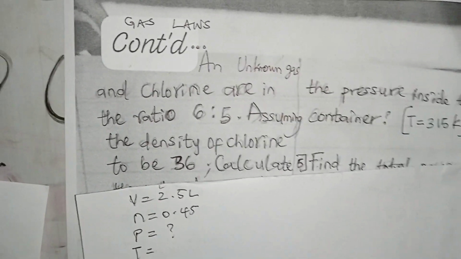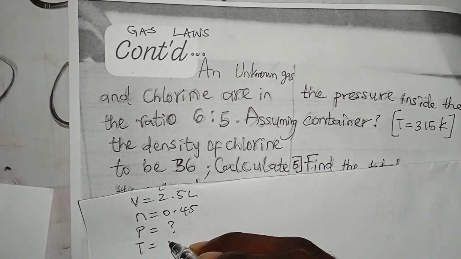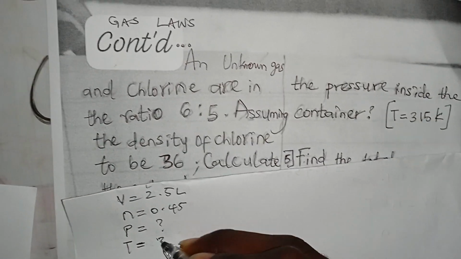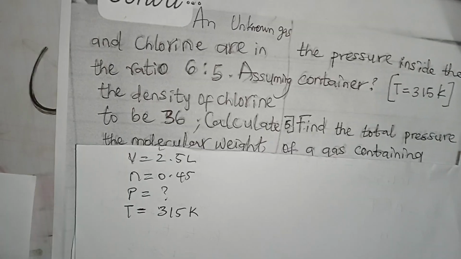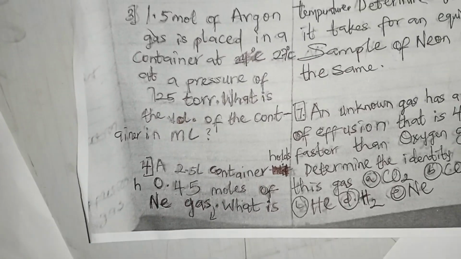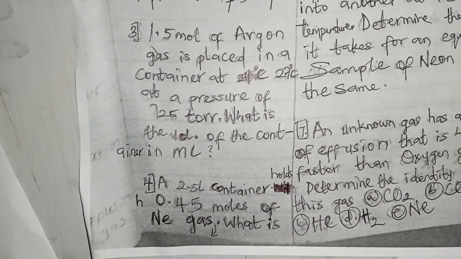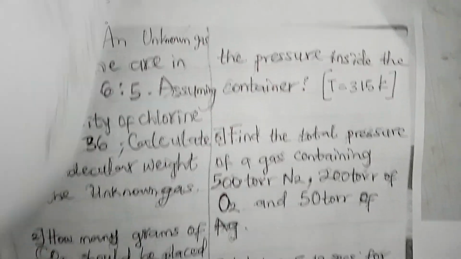Now the question gives us temperature to be 315 Kelvin. Very good people. They already solved it for us, so they don't want us to stress converting from Celsius to Kelvin. So the 2.5 liter container holds 0.45 moles of neon gas. What is the pressure inside the container? T equals 315 Kelvin. So we've interpreted it and we have this.